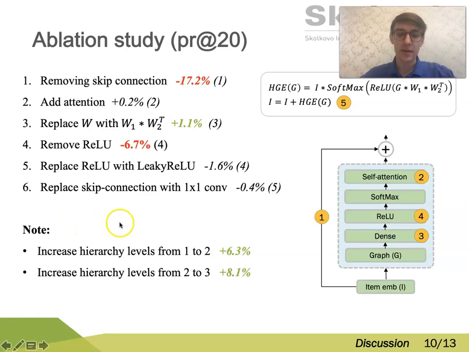Which is also important is that increasing hierarchy levels from 1 to 2 and from 2 to 3 really results in a model performance increase. So our model works really much better when there are multiple hierarchy levels.